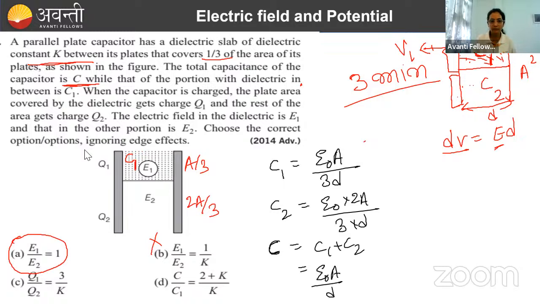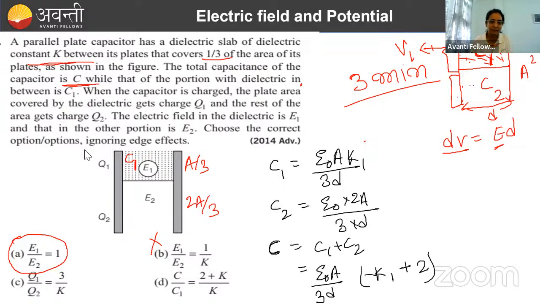Epsilon naught A by D. Let's take that as common. And sorry, C1 was having dielectric of K1. So here K1 we need to write. Epsilon naught A by 3D I have taken as common. What can we write now? K1 plus, how much will this be? K1 plus 2. Done. So this is K1 plus 2.